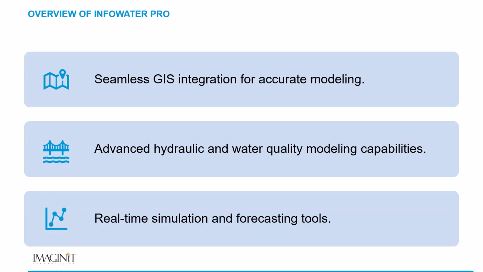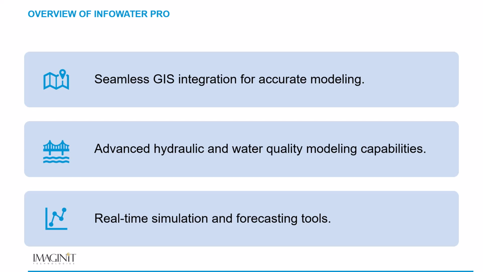Considering it is built on top of ArcGIS Pro, you may have already surmised that GIS integration is fundamental to InfoWater Pro. This feature ensures that water management professionals can leverage existing geographical data to create accurate and dynamic models of their water systems. It streamlines the process of model creation and maintenance, enhancing the realism and applicability of simulations.